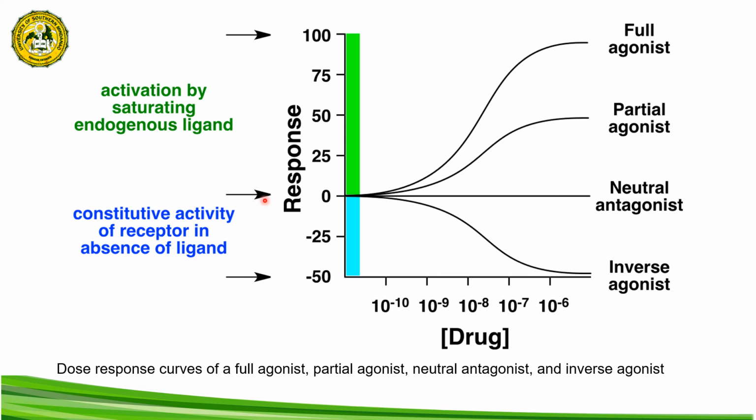In this figure, in terms of the efficacy, the efficacy of a full agonist is 100%. The partial agonist is below that of the full agonist, so it will not be able to reach 50%. Of course, the antagonist has zero efficacy, and an inverse agonist has less than 0% efficacy, so it has a negative efficacy. Here, its efficacy is negative. Or it will inverse the constitutive activity of the receptor.